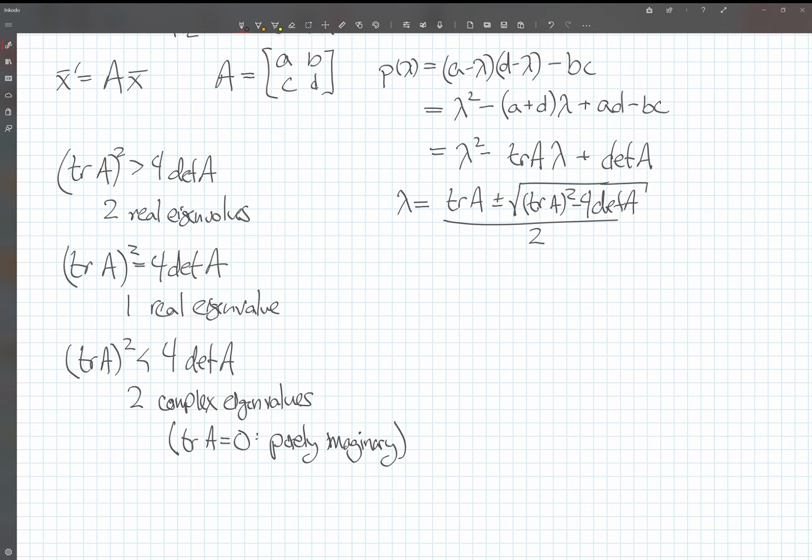So either 2 real, 1 real, or 2 complex. They have to be complex conjugates. If the trace of A happens to be 0, then you get a purely imaginary result. So what we're going to do is sort our behavior according to those. And I'm just going to give you a list of what the behaviors look like. We're going to involve a lot of exponentials, some sines and some cosines. Here's what it's going to look like at the end of the day.